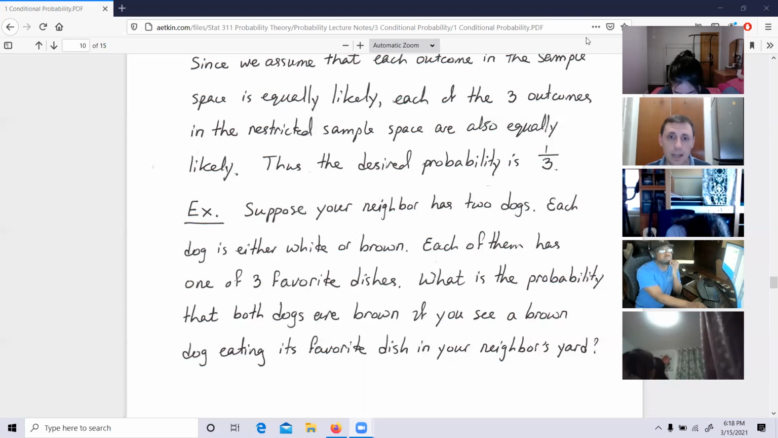Okay, Sarah says 1/2. Interesting. You understood my question, guys, right? So before you observe, you know that each dog is either white or brown, and each dog has one of three dishes that it prefers. The collection of dishes to select among is the same collection of three dishes. Now you see, for the first time, a dog. This dog is brown, and it's eating its favorite food. What's the probability both dogs are brown? Okay, Rwanda, interesting.